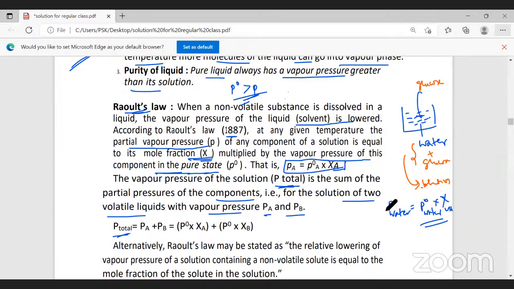So what is PA? We learned it as P naught into XA. What is PB? We can write PB as P naught into XB. Did you follow this mathematical representation?